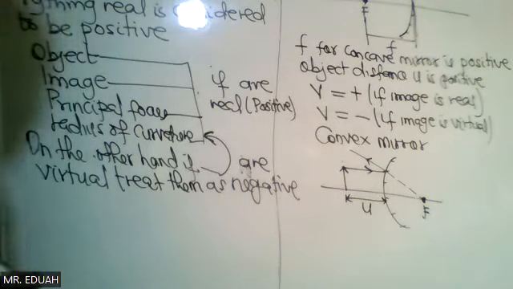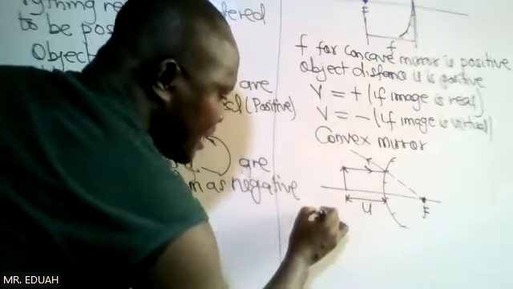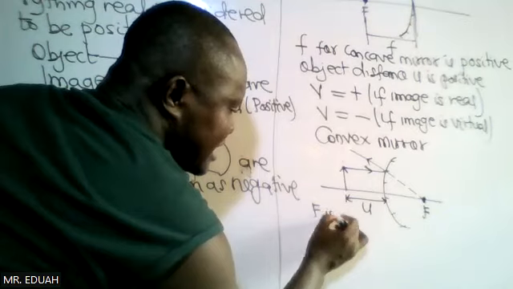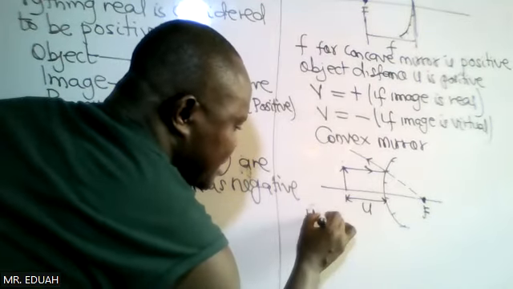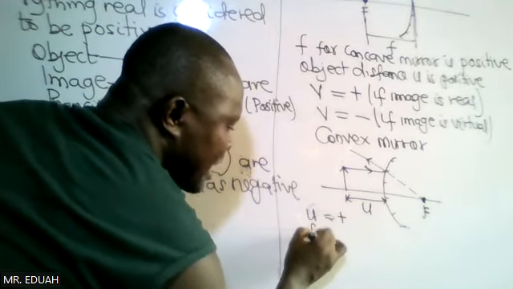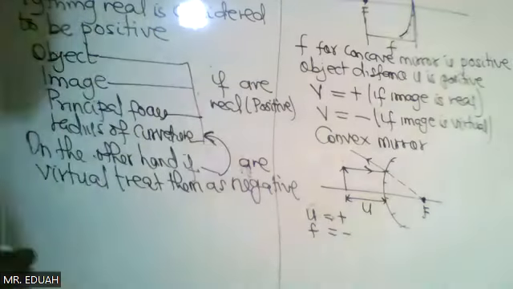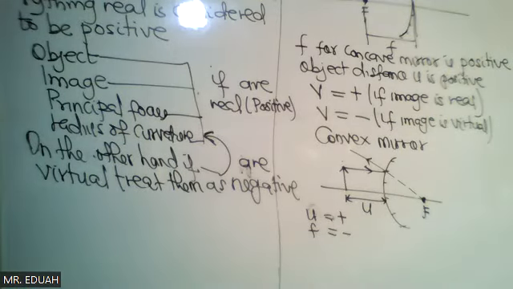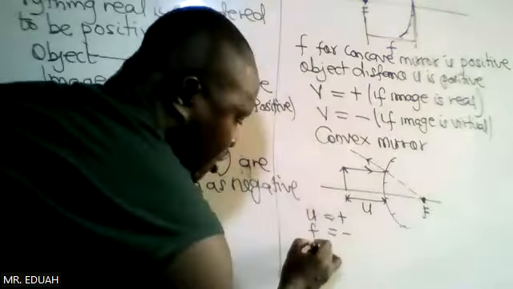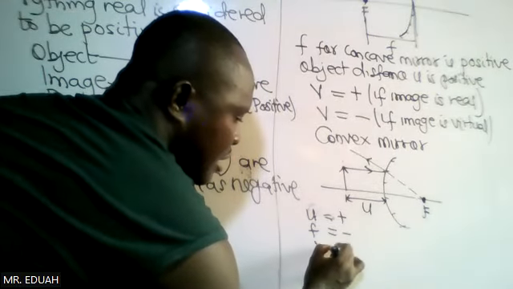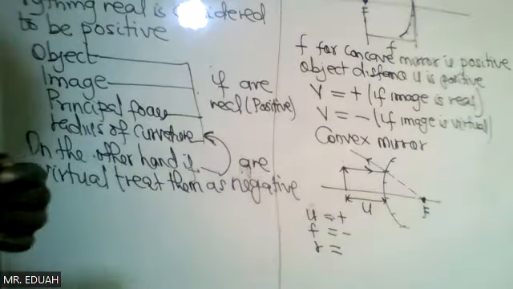It appears. So for a convex mirror, U is positive, but F is negative because it appears. What will you make of R? Would R be positive or negative?